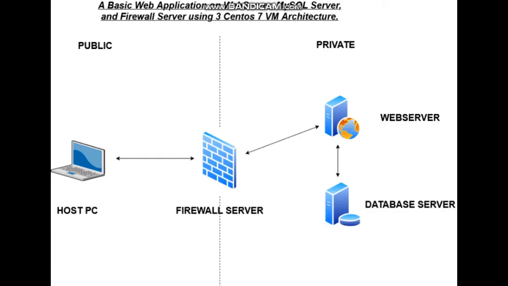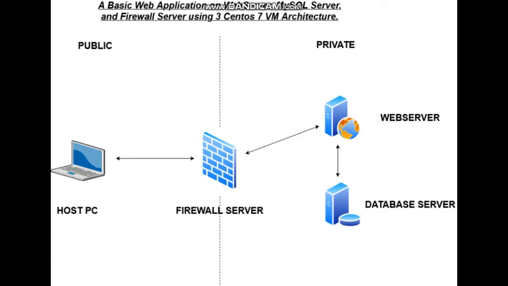Okay, our group will present a MySQL application, web server, MySQL server, and also firewall server using 3 CentOS machines. As you can see here, this is the architecture that we are going to build and configure to complete the tasks. The network is divided into two, the private and the public one. The public is for the host and the firewall. The private is the firewall, web server, and also database server.